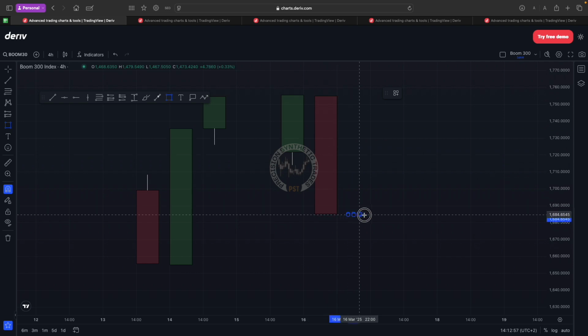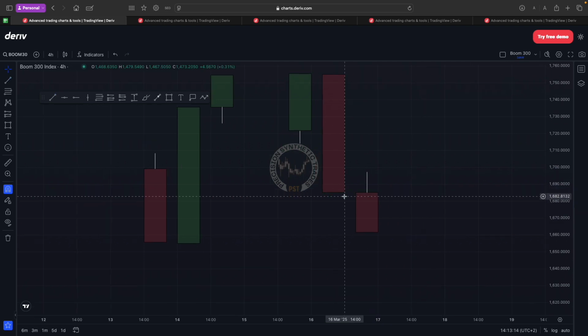So if price opens up, it might go up a little bit and then come down. What we are looking for is, we want price to push up into this area of this candle and then continue down, and then we're going to enter as soon as price closes below this candle's low.